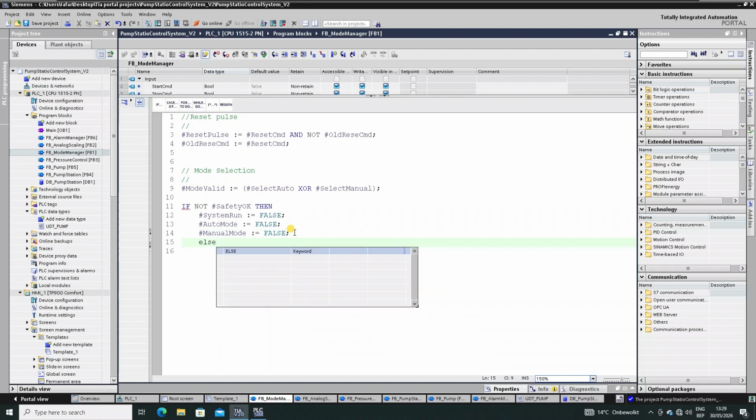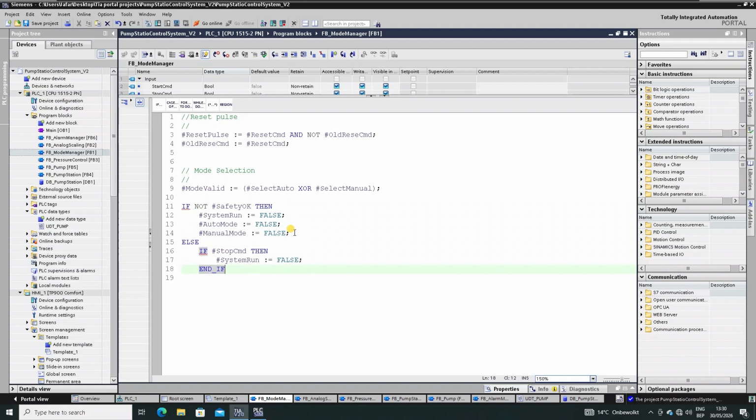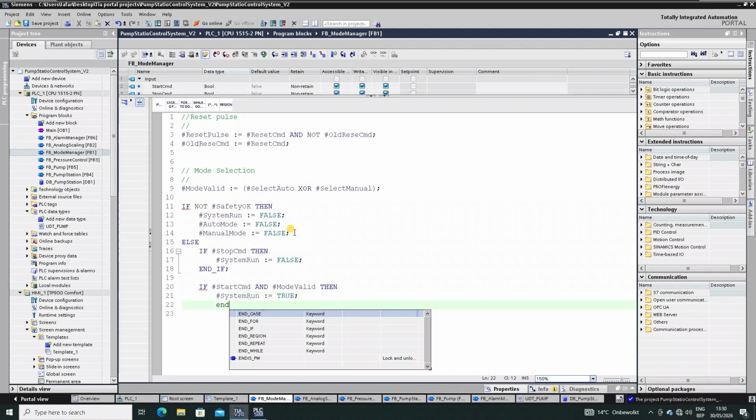Else, if stop CMD, then SystemRun equals false. If the operator presses stop, the SystemRun signal is switched off. Then we check the start command. If start CMD and ModeValid, then SystemRun equals true. The system can only start if the start CMD is active and the selected mode is valid. This means the operator must select either auto mode or manual mode before starting the system.